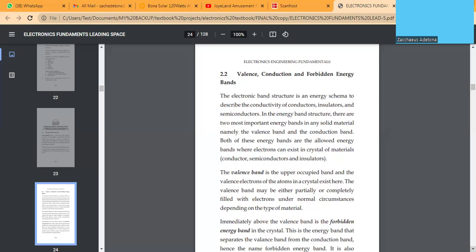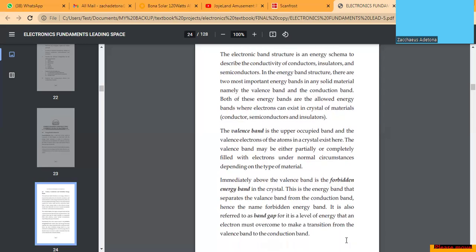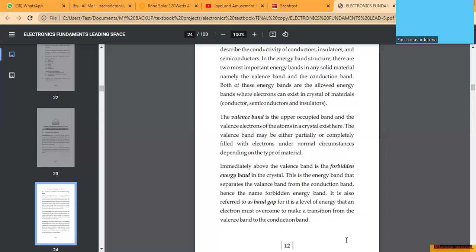Above the valence band is the forbidden energy band in the crystal. It is termed the forbidden energy band because electrons are not allowed to exist there. It is a gap of energy that separates the valence band and the conduction band. It is also called the band gap. That is the gap of energy that electrons from the valence band need to overcome to make a transition to the conduction band. So it's called the band gap.